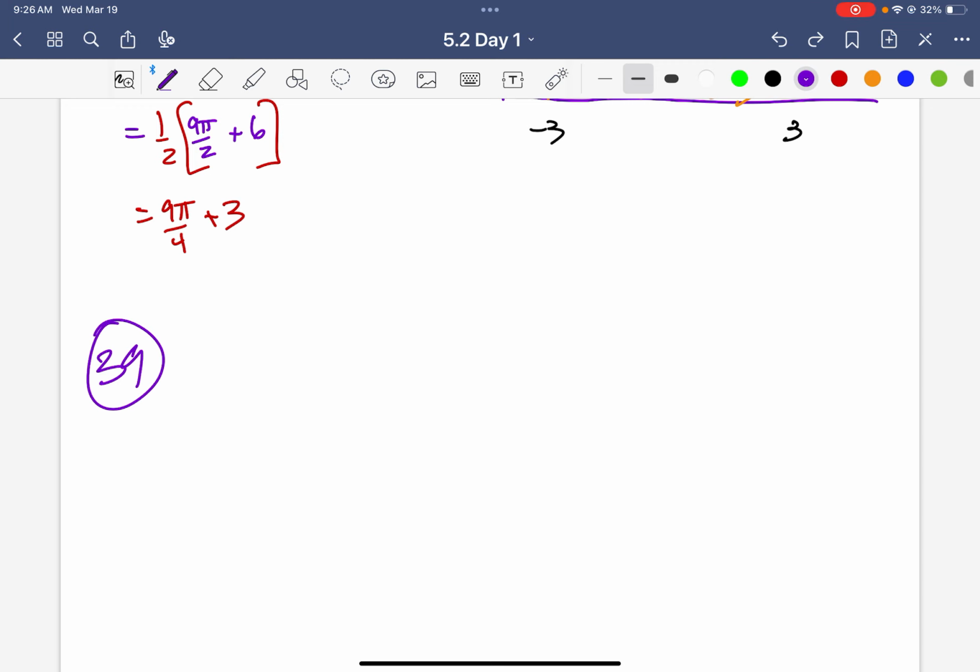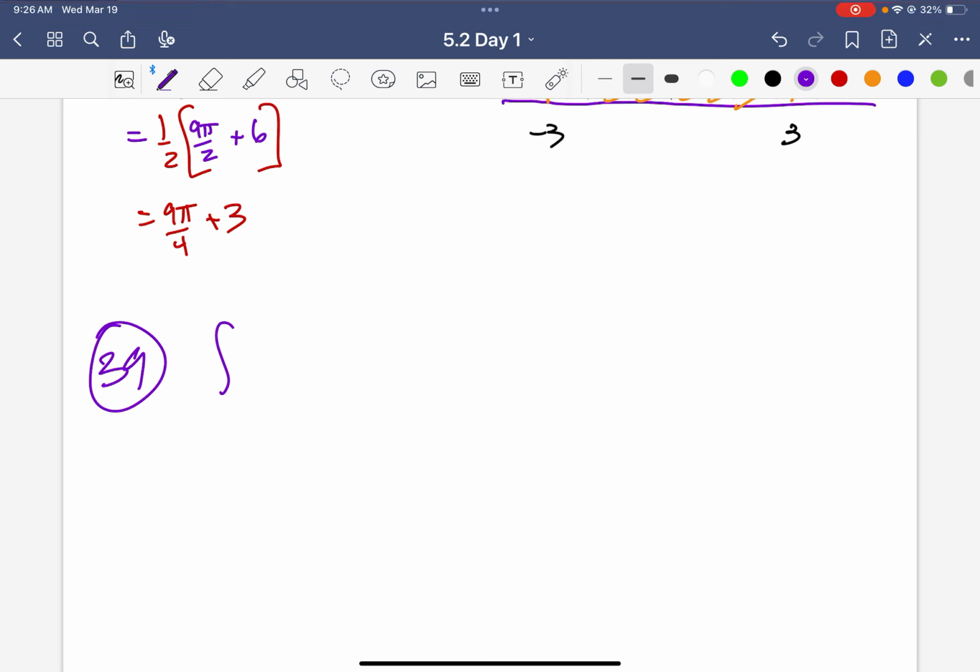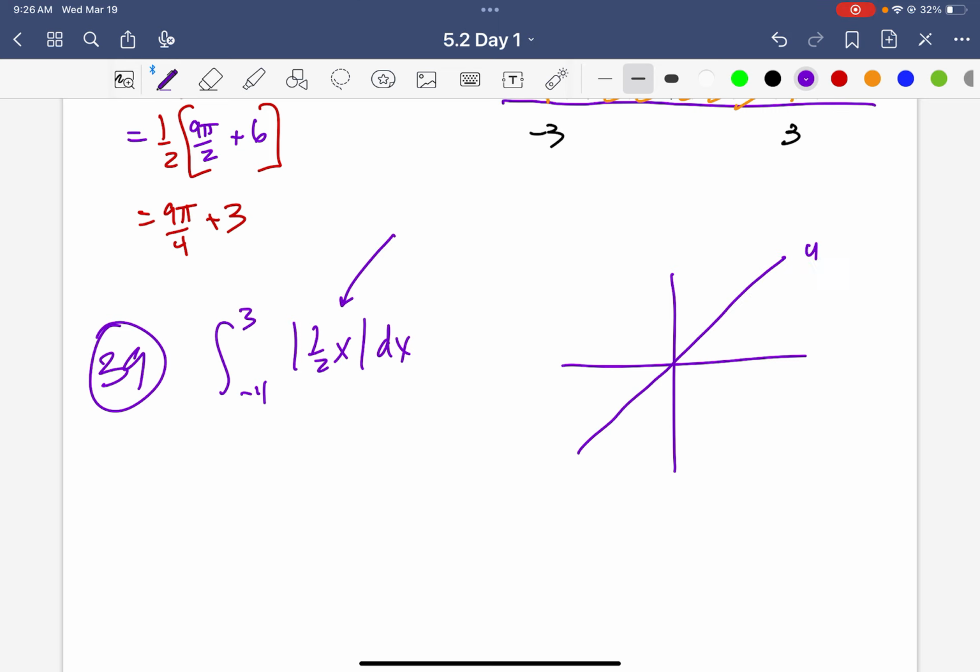So 39 says the integral from -4 to 3 of absolute 1/2 x dx. What does absolute 1/2 x look like? Well, you can first just graph this thing. That's y is equal to 1/2 x. And then the absolute value just takes anything that was negative and flips it over the axis. So this is going to be our graph of absolute 1/2 x.